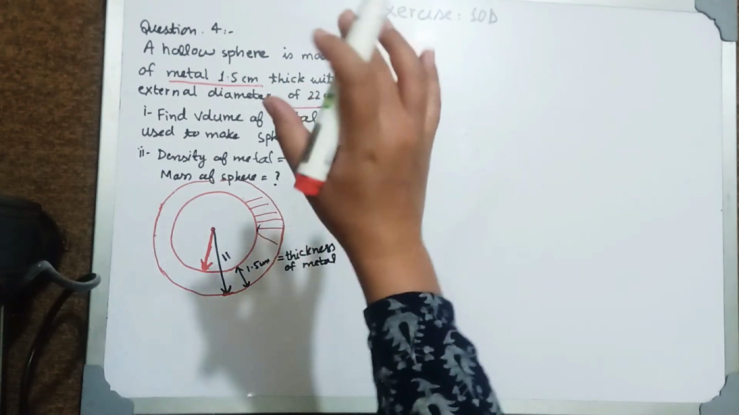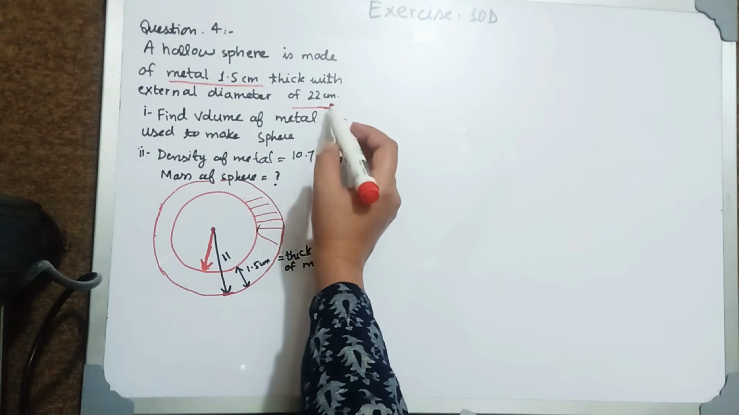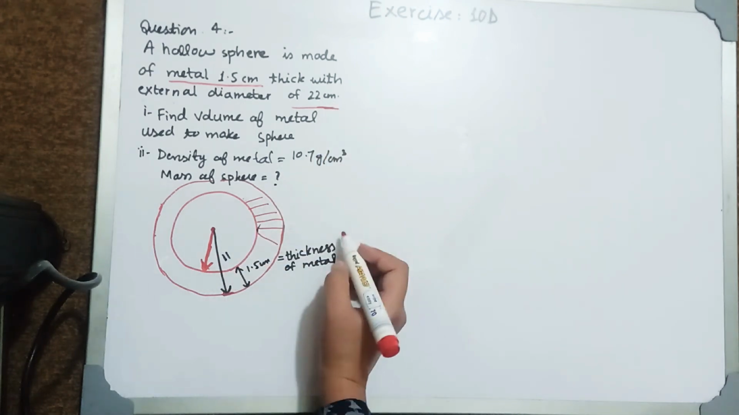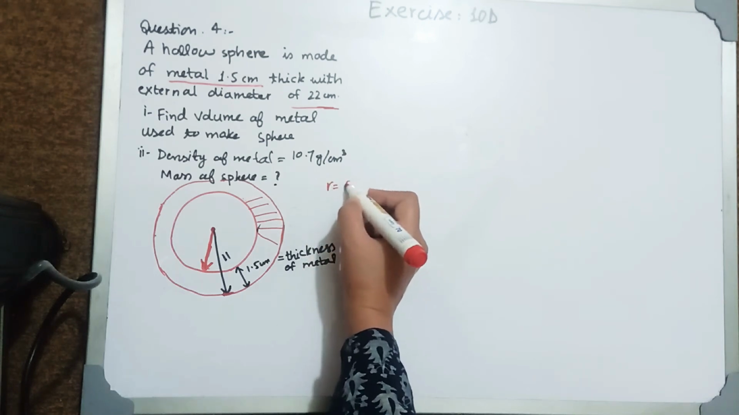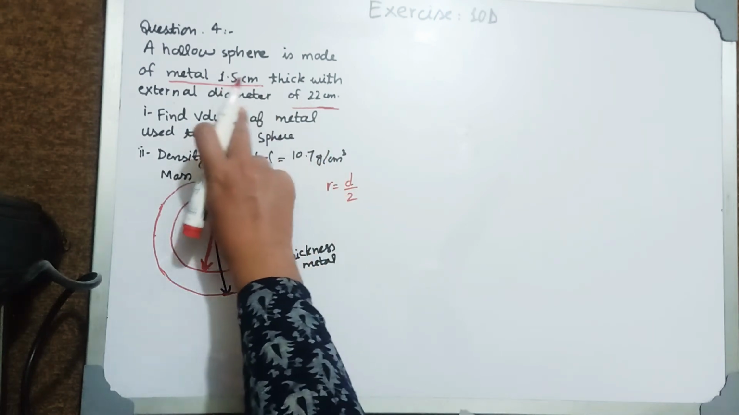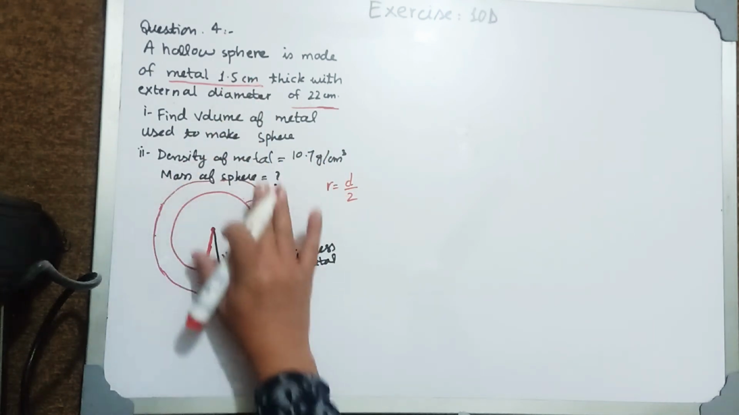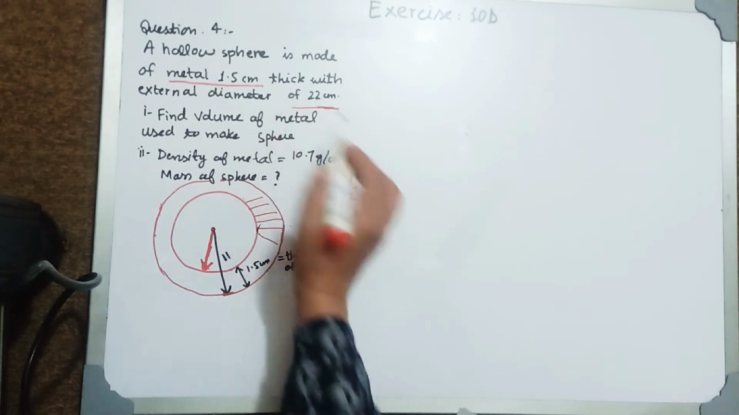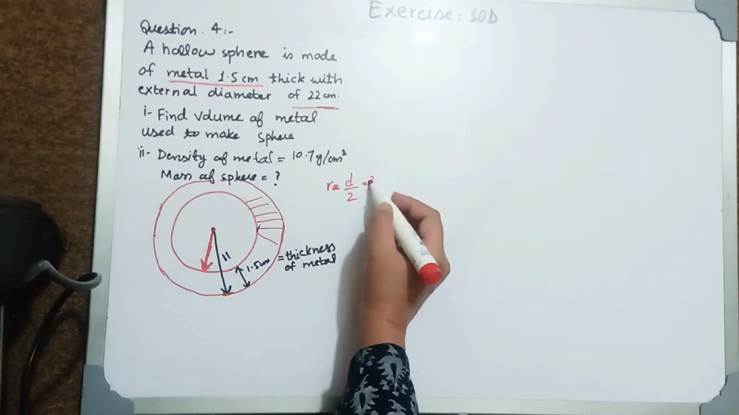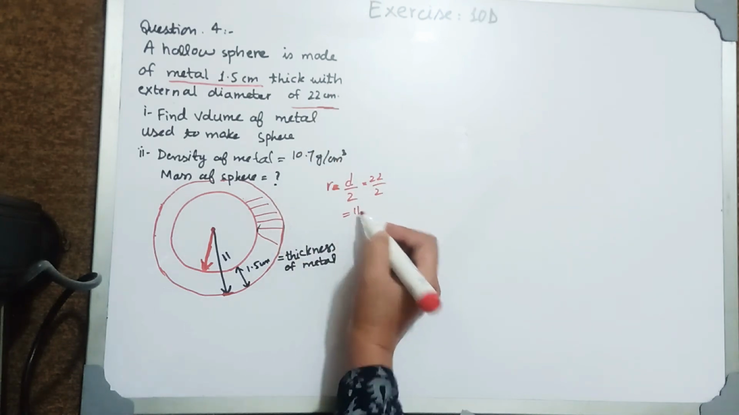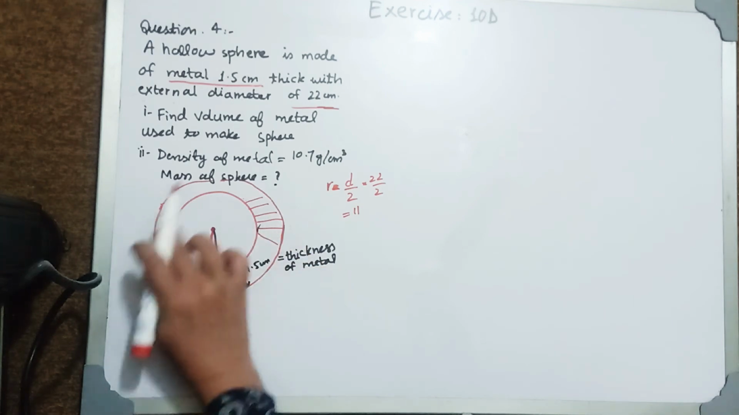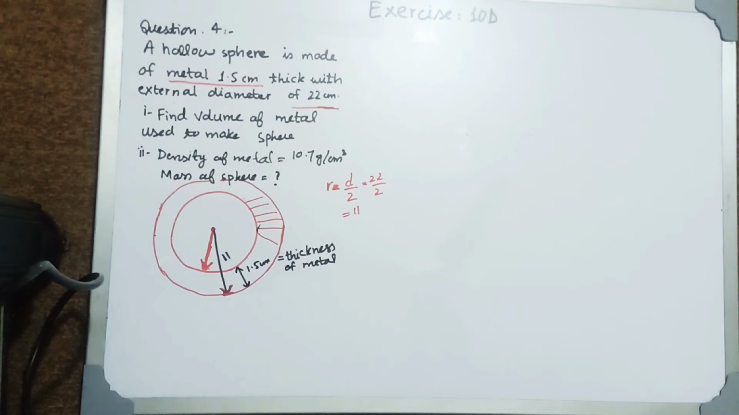So the external diameter is given. From here we can conclude that the radius of the external sphere is 11 centimeter, because we know that radius is equal to diameter by 2, right? So we are given the diameter of the external sphere, of this whole sphere, and we can find its radius by dividing the diameter by 2. The diameter is 22, over 2 will be 11. It means that the radius of this external sphere, this whole sphere, is 11, right?